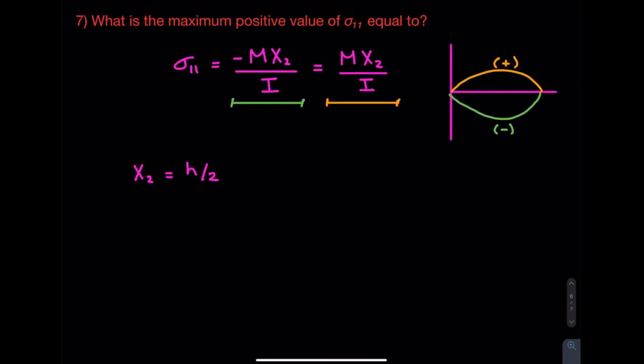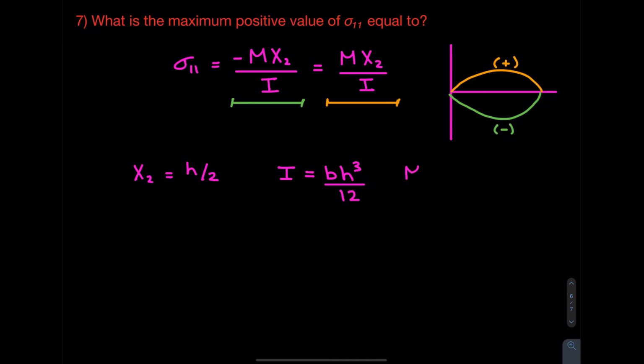How about the second one? Well, what about if we are looking at the moment of inertia I? The question's very nice in that it says we have a rectangular section. So we know that the moment of inertia I for a rectangular section is simply base times height cubed, all divided by 12. So that's again something you guys already know. Not a big deal at all.